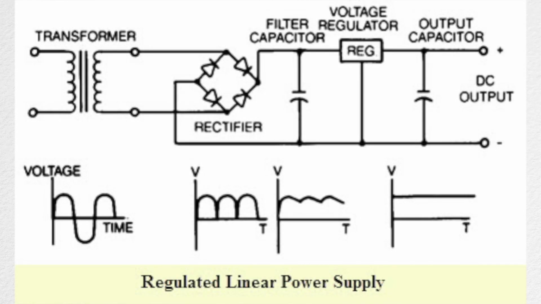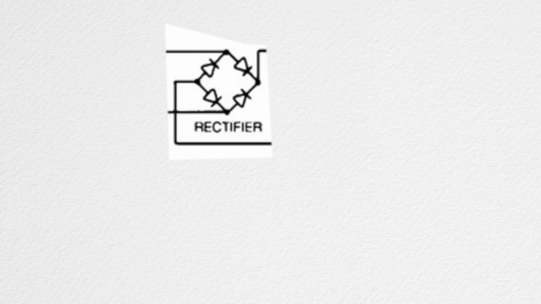On the subject of power supplies, there are two main types of power supplies. Let's look at the schematic of a linear power supply. Here's the schematic for the typical linear power supply. First, you will have a transformer. Now, in a linear power supply, the transformer is usually pretty big. Then you have the bridge rectifier.